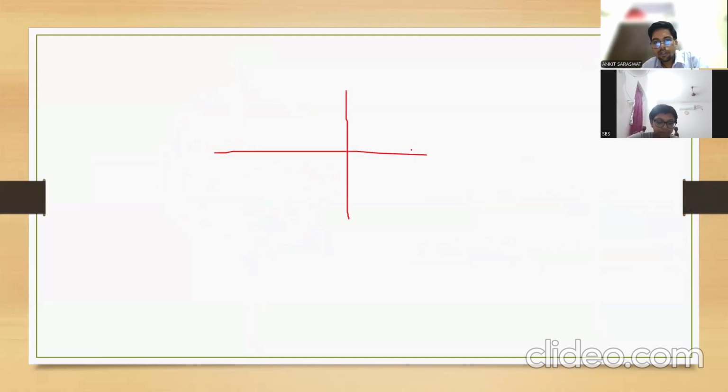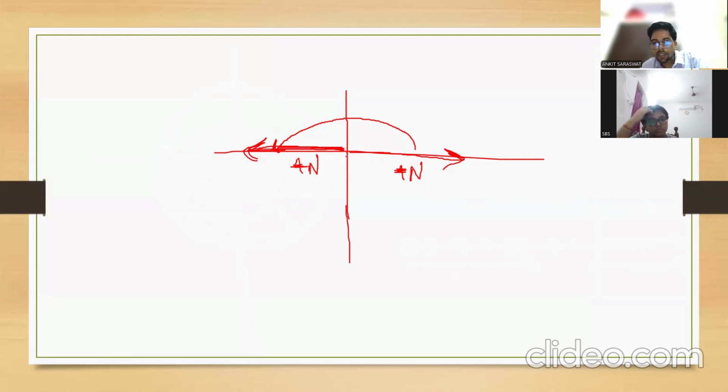If theta is 0 degree, the vector is like this. This is 4 Newton. If you increase the theta by 180 degree, then how will you draw this vector? It will be like this. This is 4 Newton. If it is 270 degree, you will draw 4 Newton like this. If it is 360 degree, the vector will be like this. When it is 90 degree, the vector will be like this, because the vector is exactly equal to its shadow.